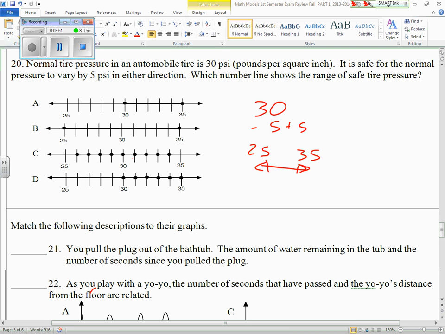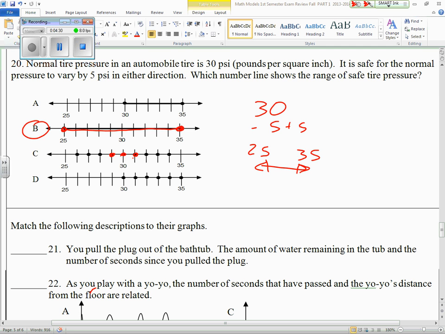B shows anywhere in between 25 to 35, but 25 is okay, 35 is okay. What's wrong with C? What do the dots mean? Right. That means it's discrete, not continuous. So what this is saying is 30 is okay, 29 is okay, 31 is okay, but 30 and a half, not okay? That doesn't make sense. When it's discrete like this, it's saying only the integer values work.